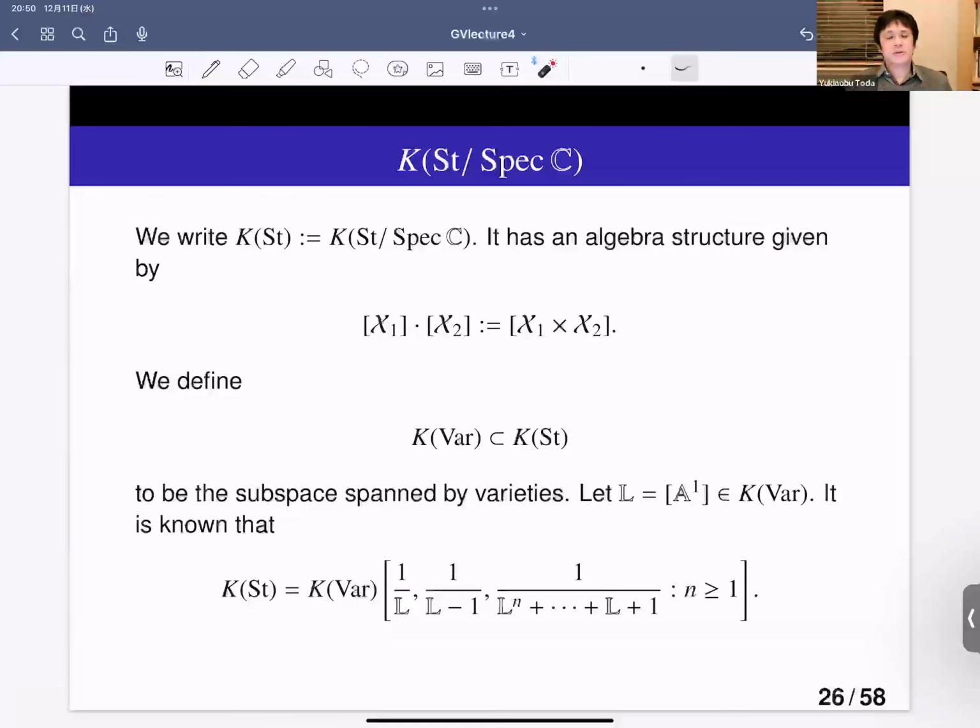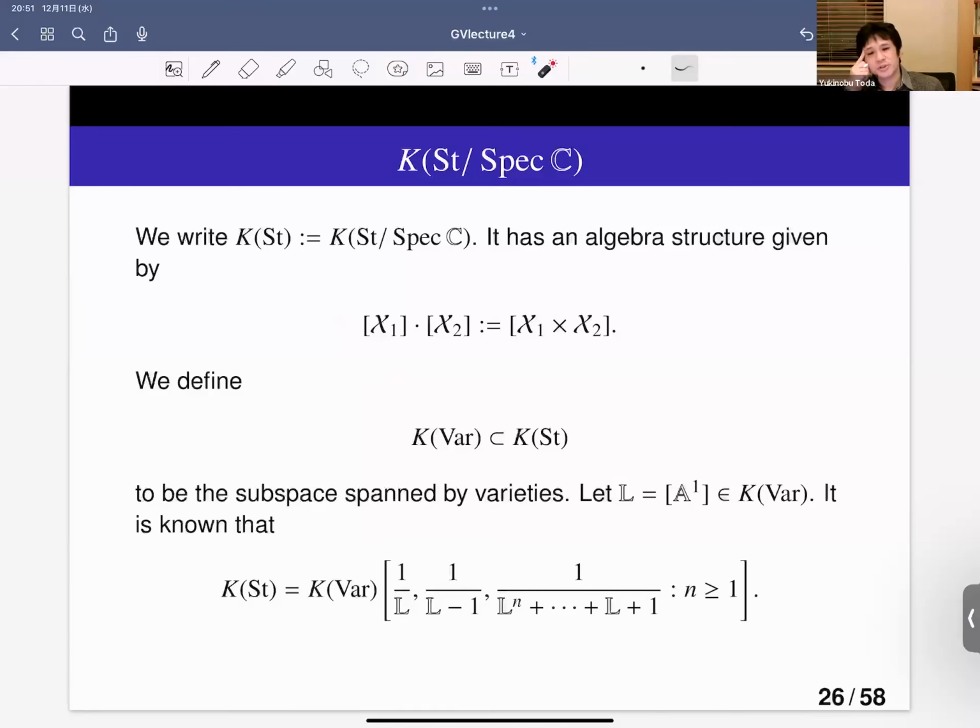But let's consider a case where the target is just one point. In this case, we know the structure of this quadratic group of stacks. So we write K stack to be K stack over Spec C. And of course, it has an algebra structure given just by taking the product of the stacks. In this case, I just omit the map to the target. And we also have the natural subspace spanned by varieties, not stacks.